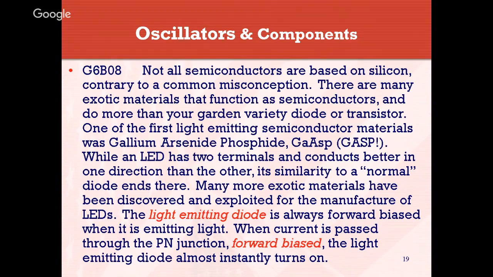The light emitting diode is always forward biased when it is emitting light. Current only passes in one direction in a light emitting diode. If you remember, a diode only passes current in one direction and blocks it in the other. So it's very important that when hooking up your light emitting diodes, they're properly configured so that the current flows properly through them. When the current is passed through the PN junction, it's forward biased, and the light emitting diode almost instantly turns on.